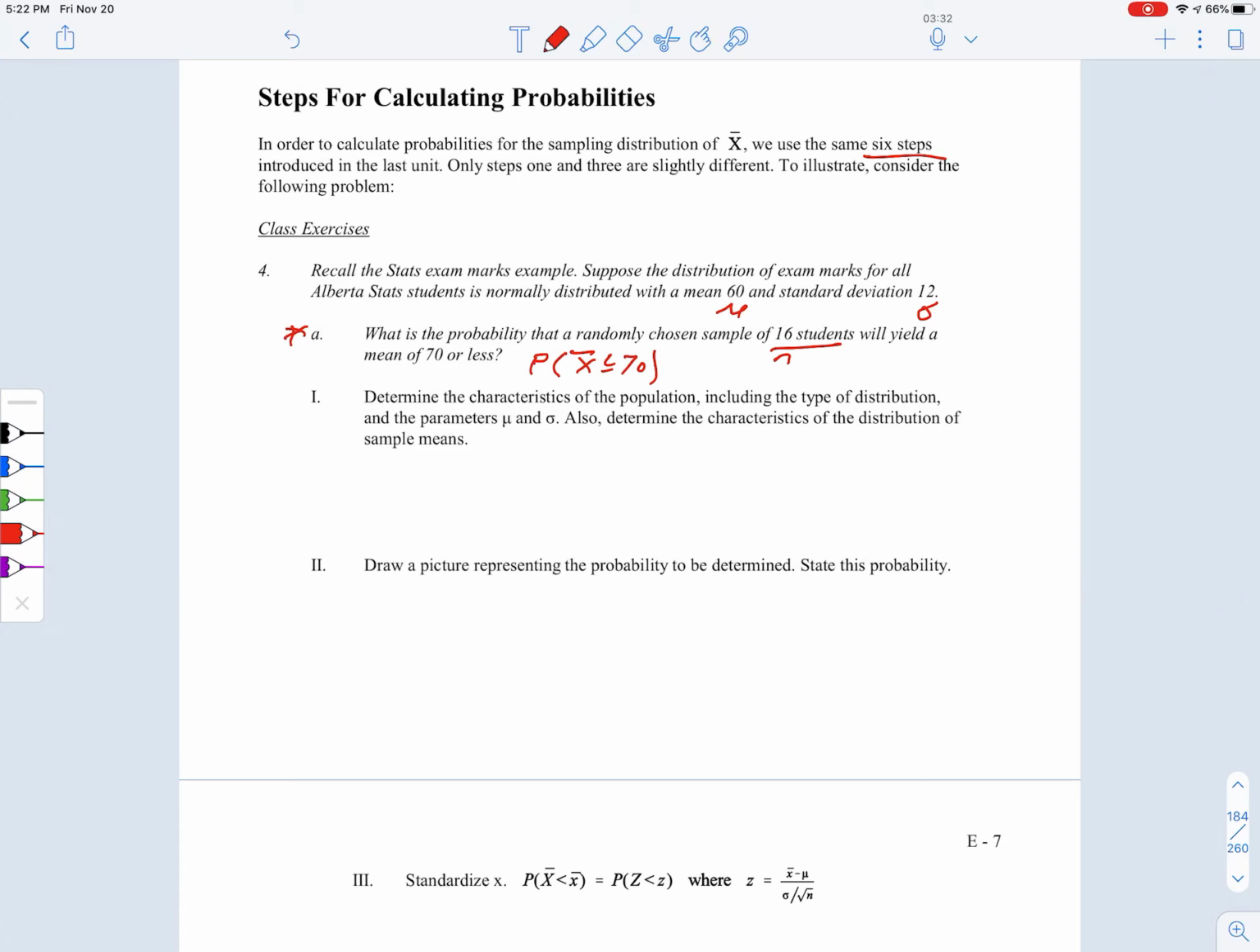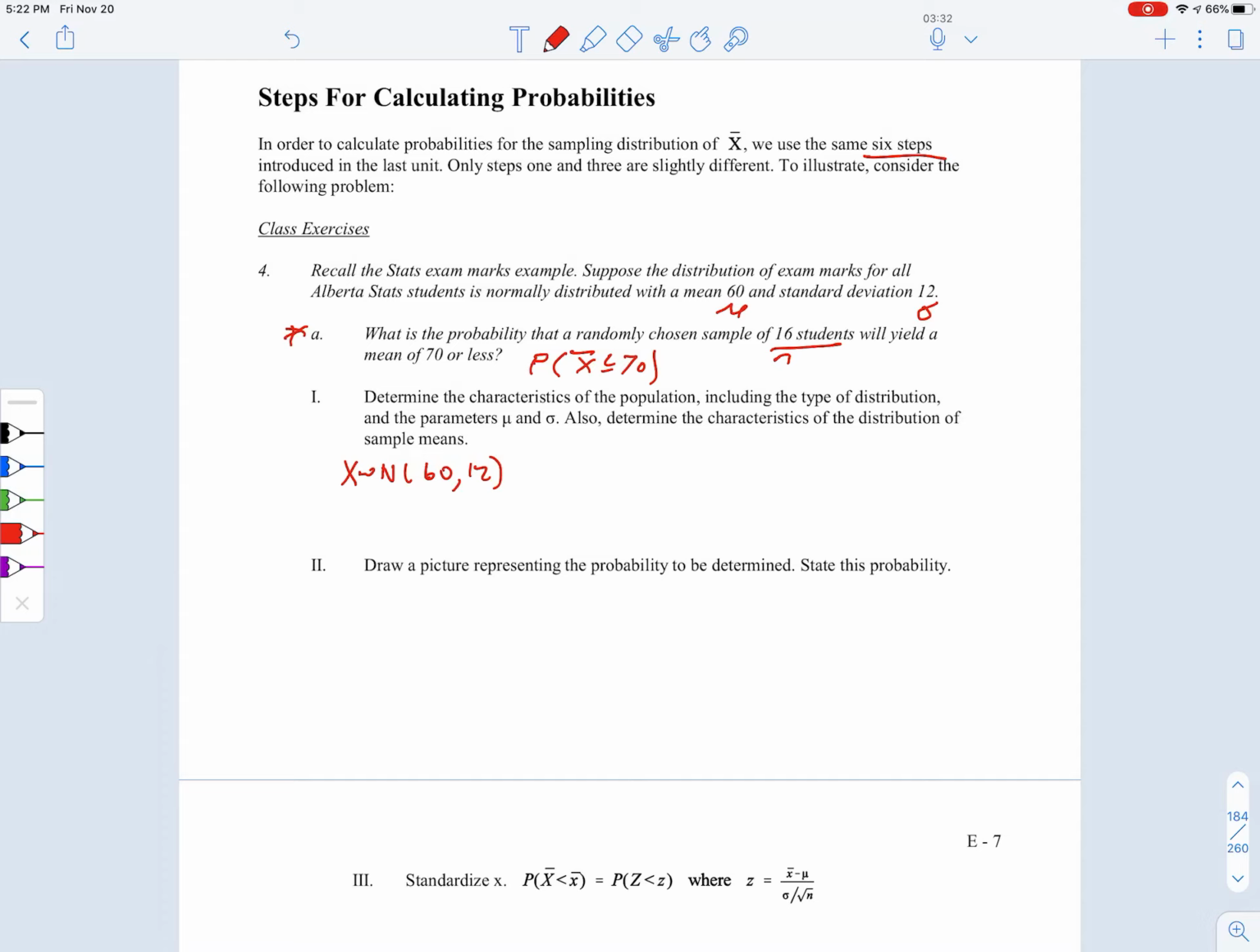So let's walk through the 6 steps, and you'll see that they're really similar to what we did in Unit N. The first step is to determine the characteristics of the population, including the type of distribution. So what we've got here is that X is normally distributed with a mean equal to 60 and a standard deviation equal to 12.